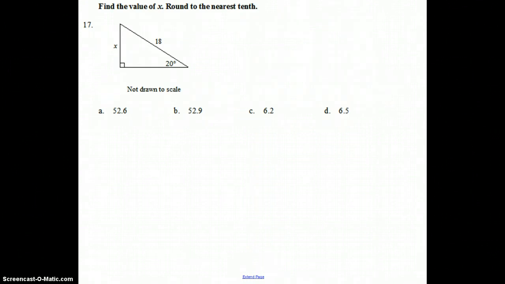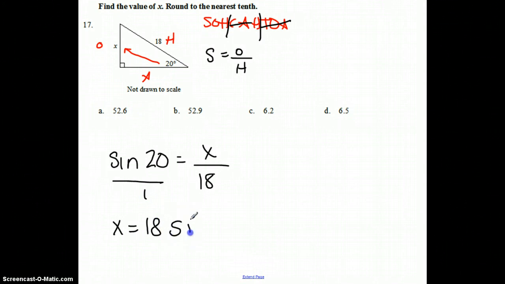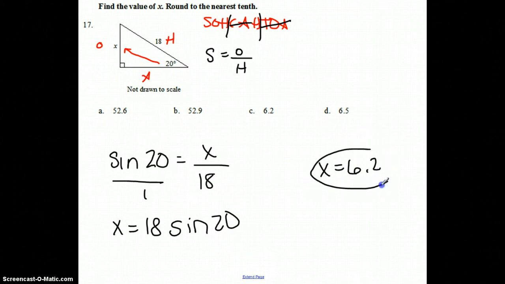Okay, next one. Same kind of problem. Let's label our pieces. This is hypotenuse, this is adjacent, there's opposite. I have no adjacent. So that means if there's no adjacent, none of these two. So it has to be sine is opposite over hypotenuse. So the sine of 20 equals x over 18. Remember on these ones, cross multiplying, it's just going to give us x equals 18 times the sine of 20. Which gives us 6.2. Okay, we're down to the last two.